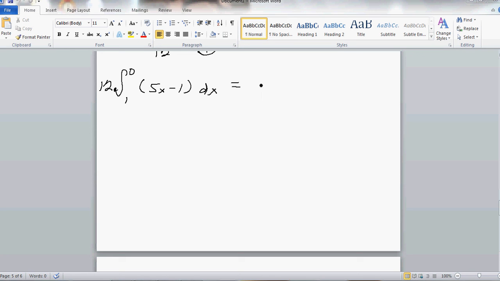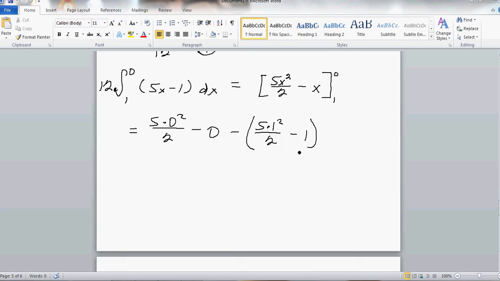So I'm going to take, let's see, this becomes 5x squared over 2 minus x, and I'm going to evaluate that from 0 to 1. And so I get 5 times 0 squared over 2 minus 0, minus the whole thing, plugging in 1, it's 5 times 1 squared over 2 minus 1. And so all of this becomes 0. You know, that's why zeros, most of the time, everything turns into 0. So that works out nice.